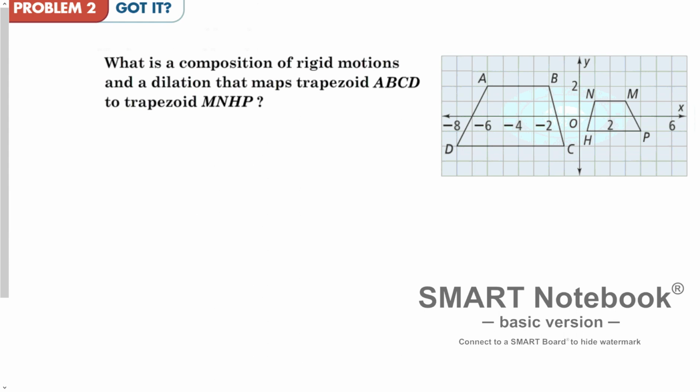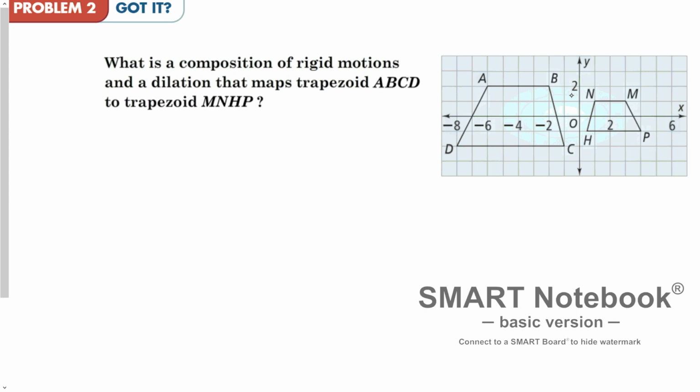It doesn't matter which one you start with. You can start with a small one. If I'm going from big to small, my dilation would be a fraction, less than 1. If I'm going from small to big, then it would be a number bigger than 1. But first you want to figure out how you are going to rotate it so it lands on the same side, and then how you can dilate it.